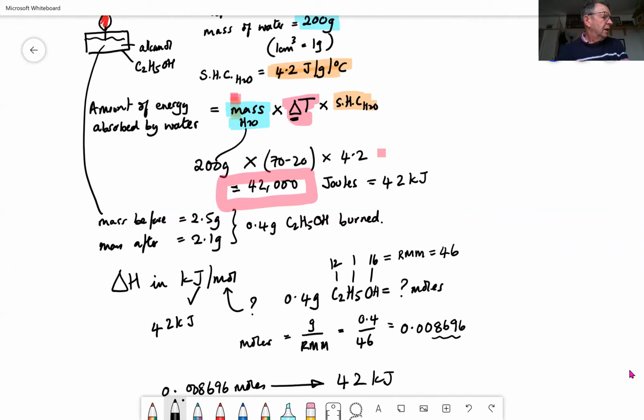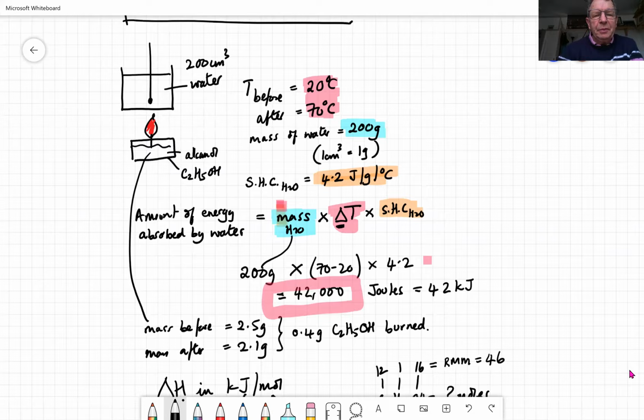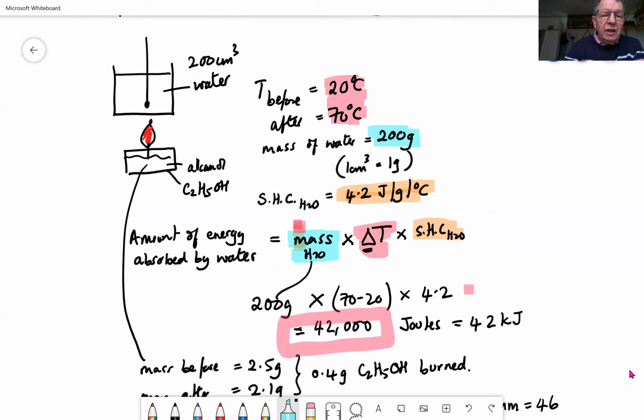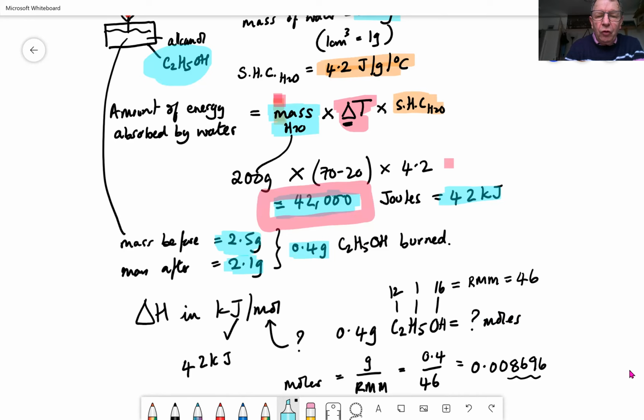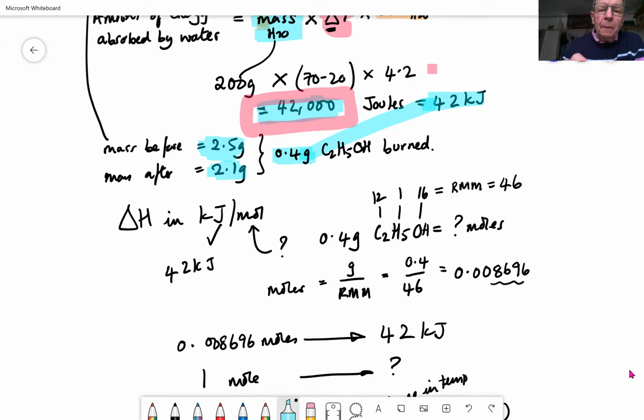Okay, so what we said was, here's the beginning here. And we said, here we have the alkanol and it's burning. We worked out that it was 42,000 joules, and we divided that by 1,000 to make 42 kilojoules. Then we said, here are the masses before and after, which gives me 0.4 grams. So 0.4 grams produce 42 kilojoules. But I want it in kilojoules per mole. And 0.4 is much less than 1 mole. So 1 mole will be much more than 42 kilojoules.